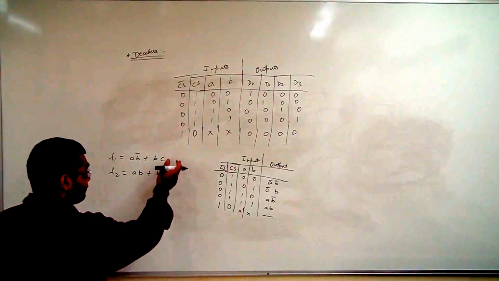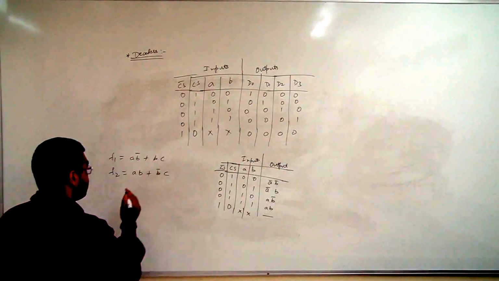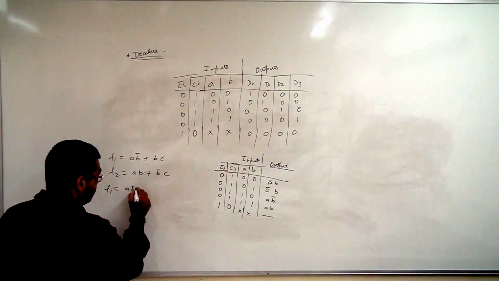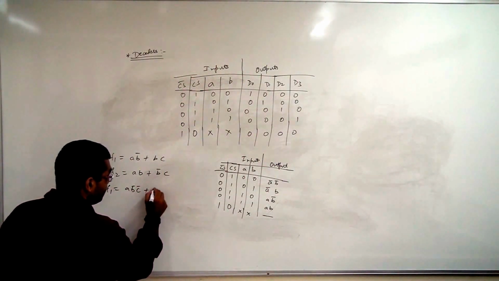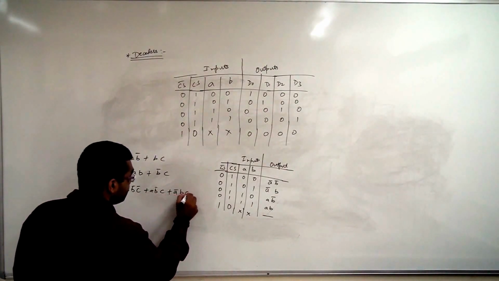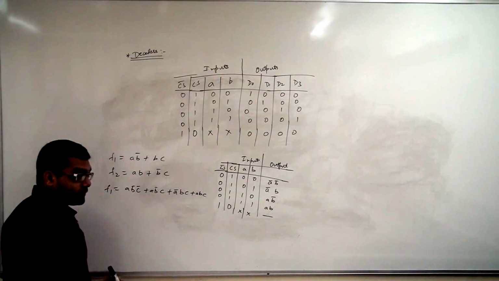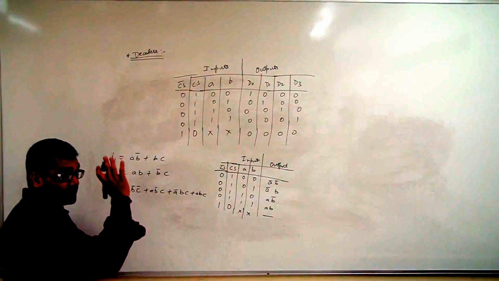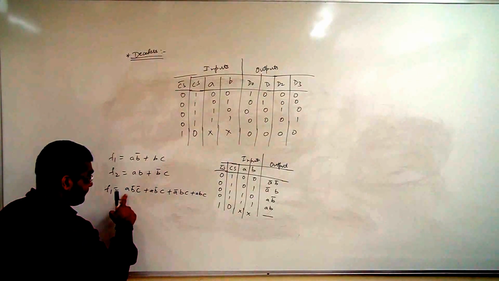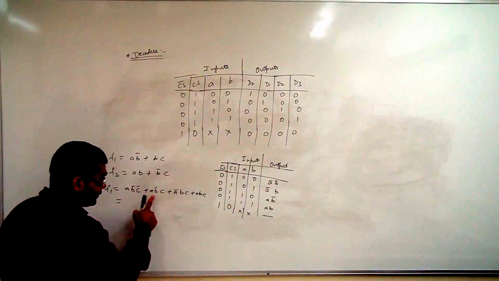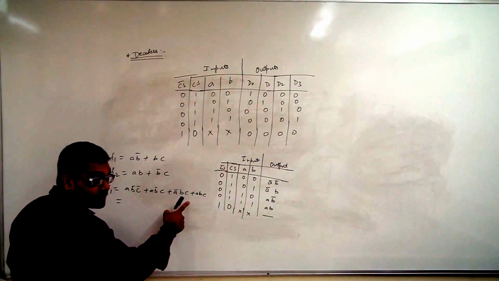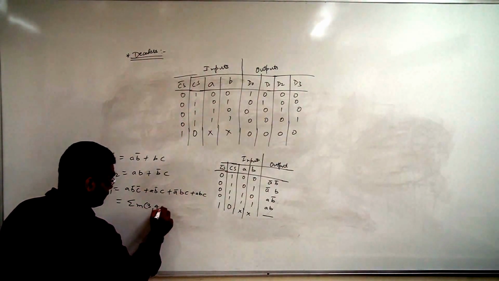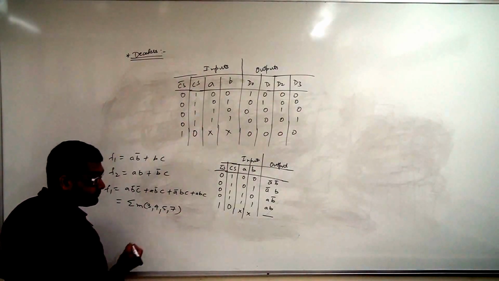So how do we do? First of all, we talk about the first function F1, that can be written as A B bar C bar plus A B bar C plus A bar BC plus ABC. How have we done this? We have expanded it in the canonical SOP that we have done in earlier classes. This is actually 100, that is 4, 101 is 5, 011 is 3, 111 is 7. So that is summation m 3, 4, 5 and 7.